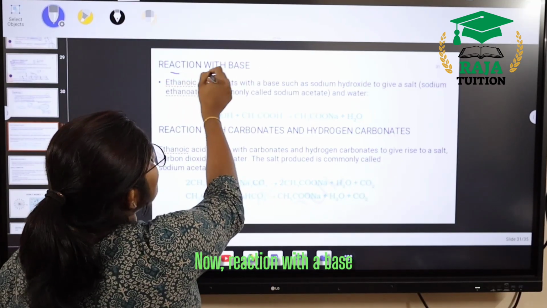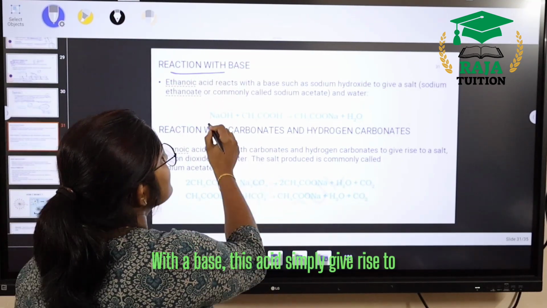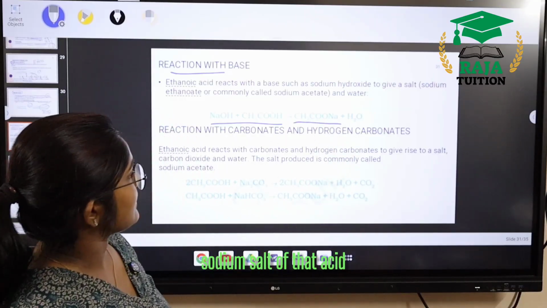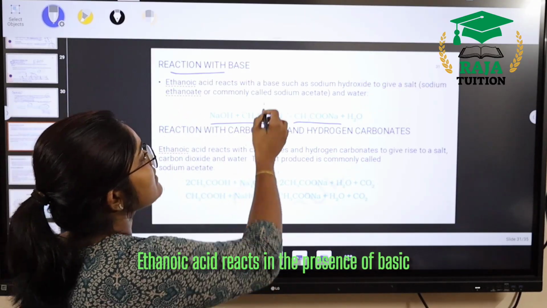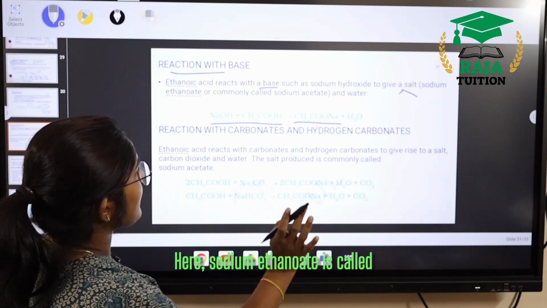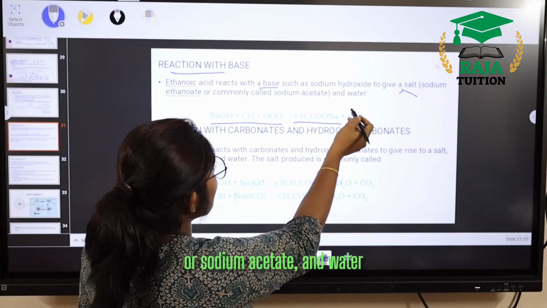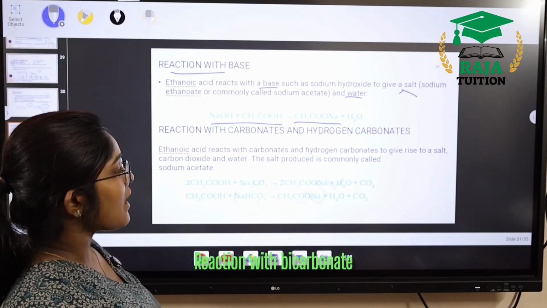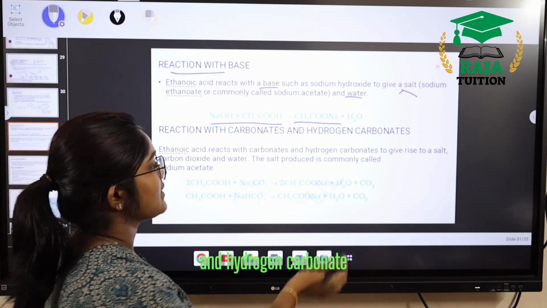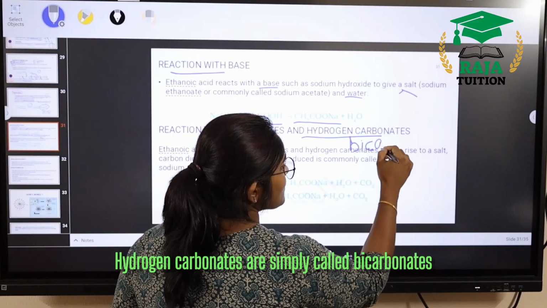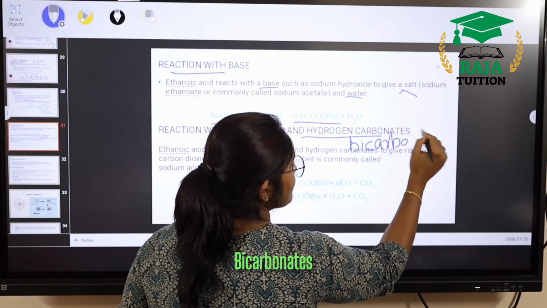Now, reaction with a base. With a base, this acid simply gives rise to the sodium salt of that acid. Ethanoic acid reacts in basic conditions to give a salt, here sodium ethanoate, or sodium acetate, and water. Reaction with bicarbonates: hydrogen carbonates are simply called bicarbonates.